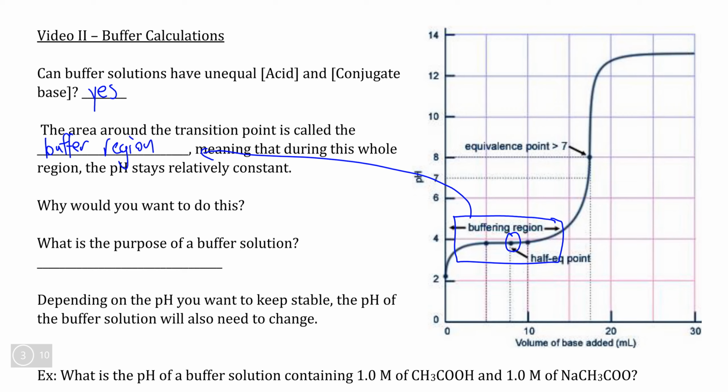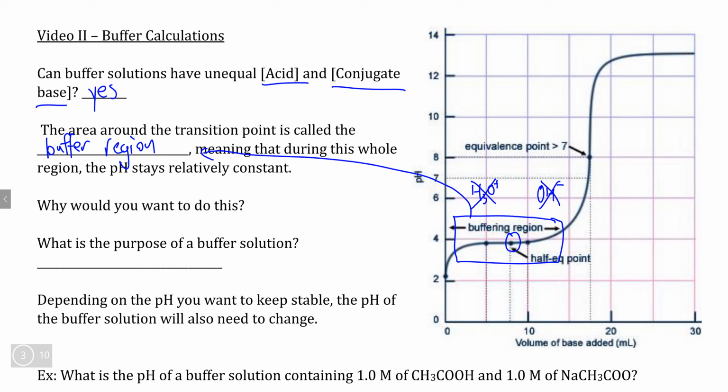Now, the reason why the buffer region exists is because we have a fairly large amount of acid and conjugate base that make up our buffer solution, so that as long as we have enough of each of these, we can neutralize any OH- or H3O+ that is added to the solution and keep the pH around the buffer region relatively stable.